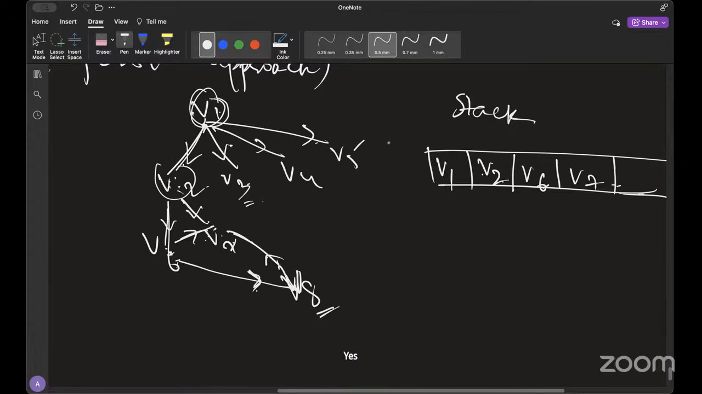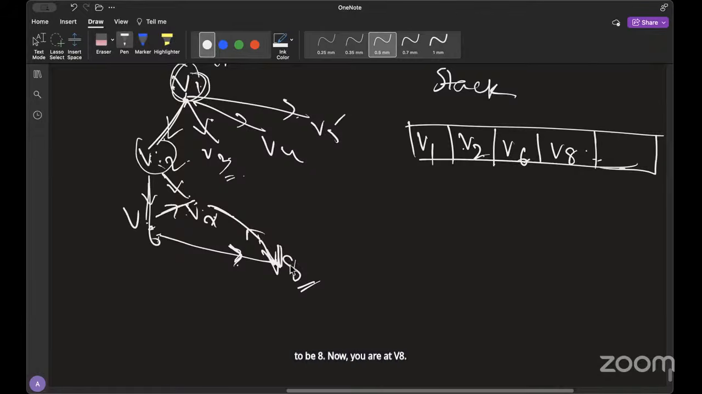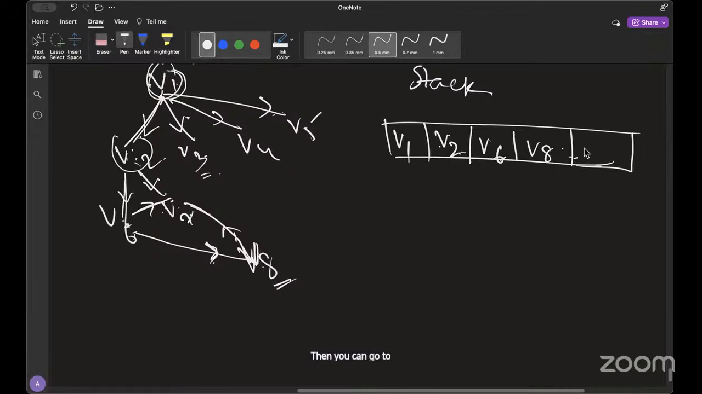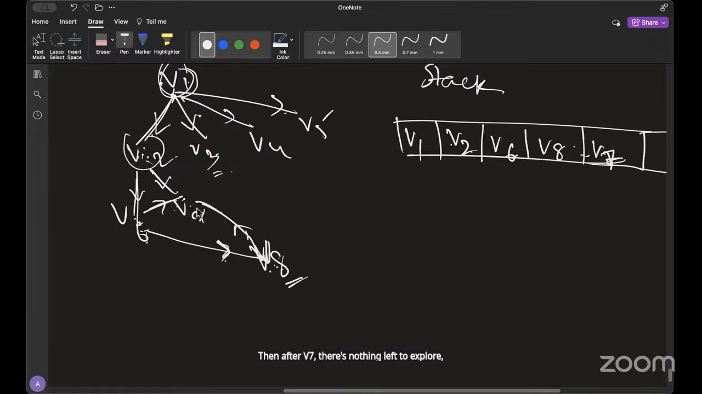Yes. Ma'am, if we go V6 to V8, then what will be the changes? Okay, let's say you go from V6 to V8. Now you are at V8. Then you can go to V7, right? You'll continue in the depth, V2 to V6, then V6 to V7, then next to V8 and then to V7. Then after V7, there's nothing left to explore, right? Yes. After V7, you don't have anything.